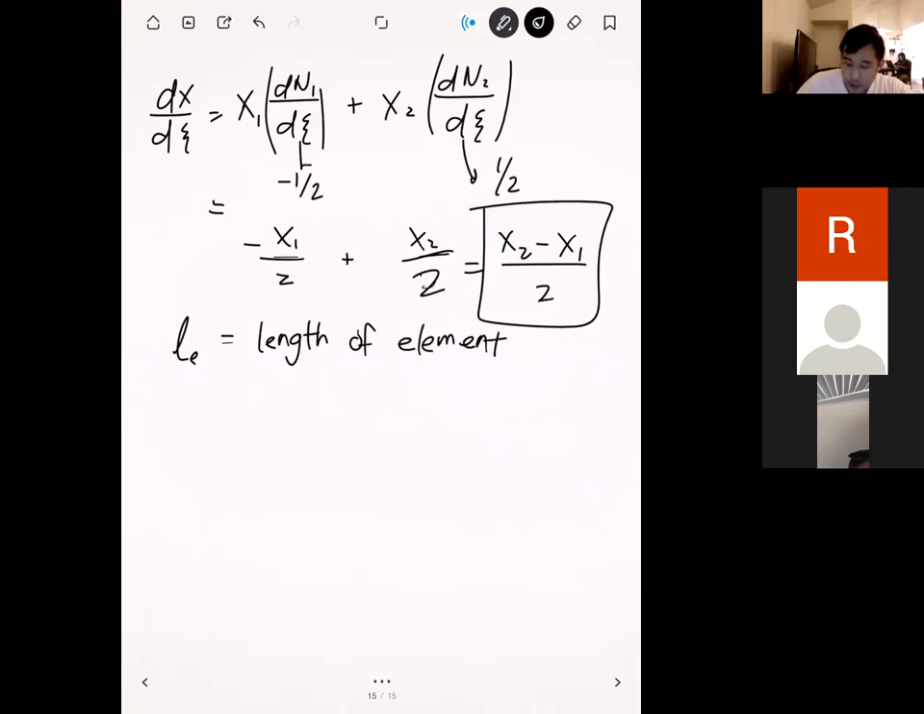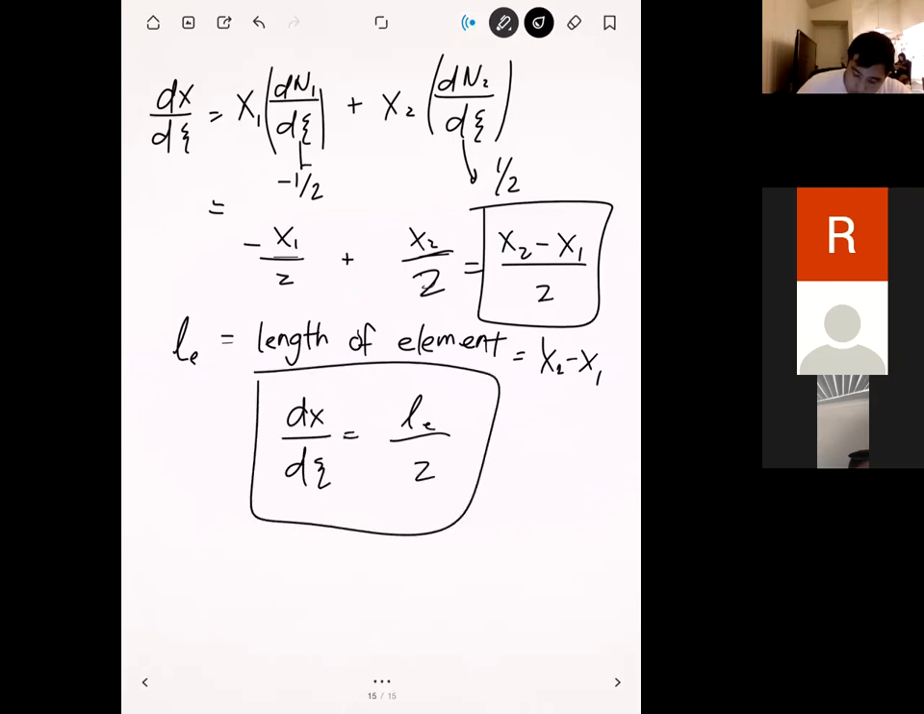You can simplify this a little bit more, because often we like to express things in terms of the length of the element. If we define LE to be x2 minus x1, then our Jacobian dx d zeta is simply LE over 2. Any final questions on this?